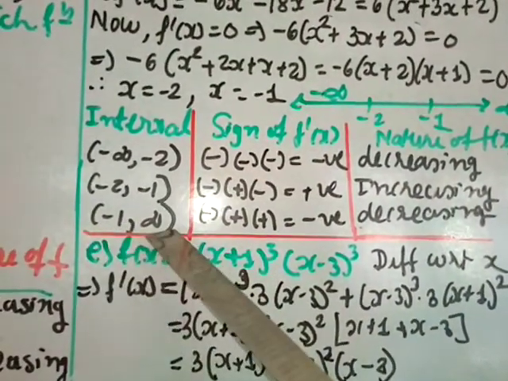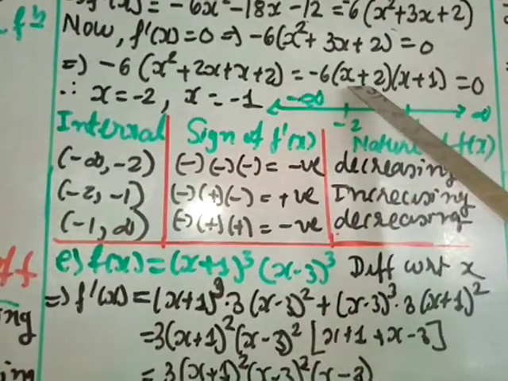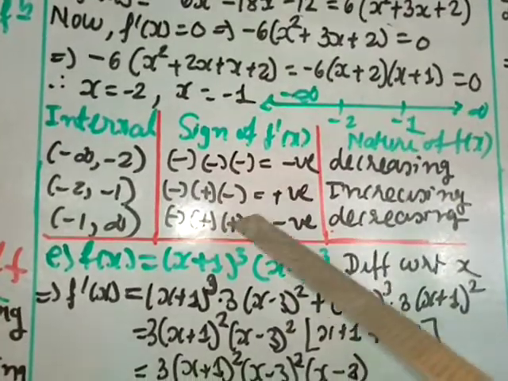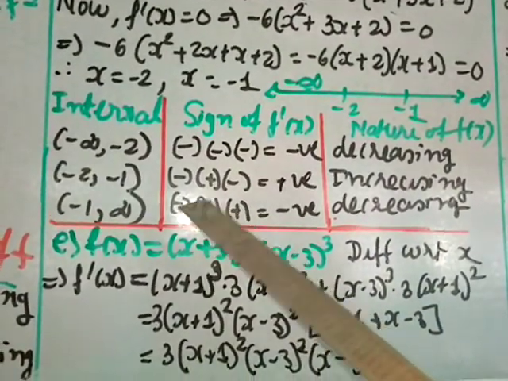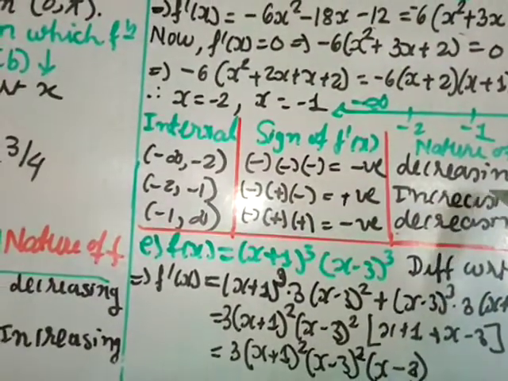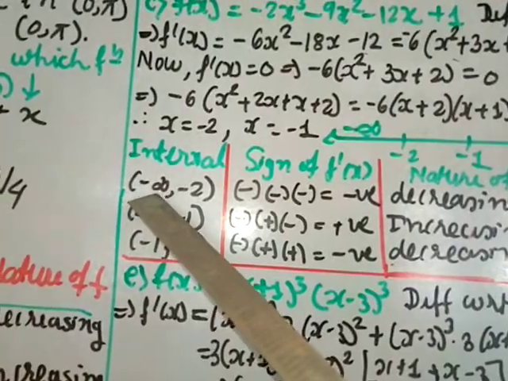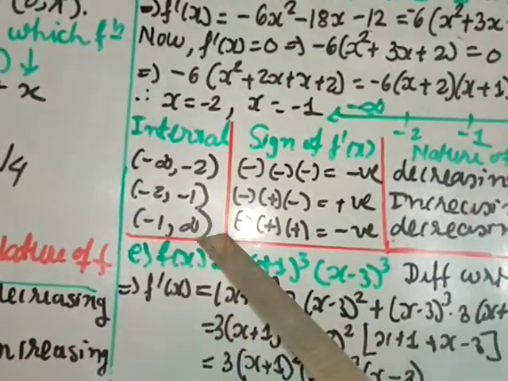Then minus 1 to infinity. Here I can take 0. The first one is negative, and if I take 0, this is positive, this is positive. So positive, positive, positive into negative is negative. So it is decreasing. So we can say the function is increasing in minus 2 to minus 1 and decreasing in minus infinity to minus 2 and minus 1 to infinity.